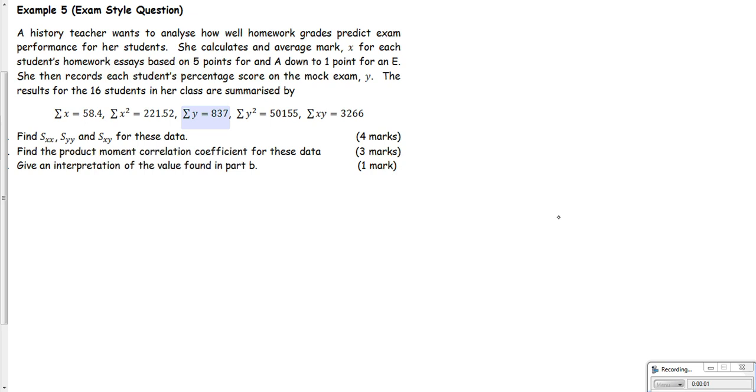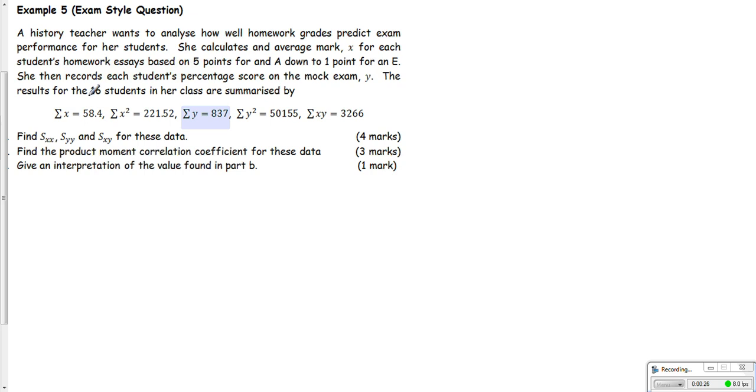Correlation example 5. This is the sort of question you might get on an exam paper. We're looking at a history teacher who wants to analyse how well homework grades predict exam performance. What's happened here is she's collected two variables. X is the average mark for each student's homework essay, and Y is the percentage score on the examination. And the teacher's going to look to see if there is a link between these two variables.